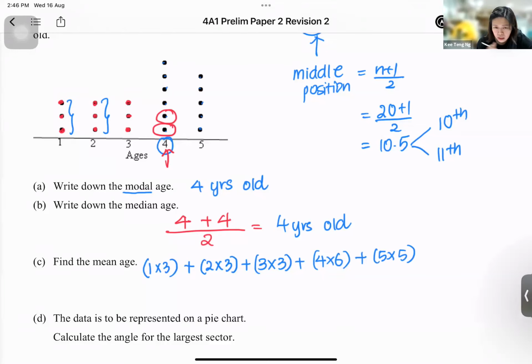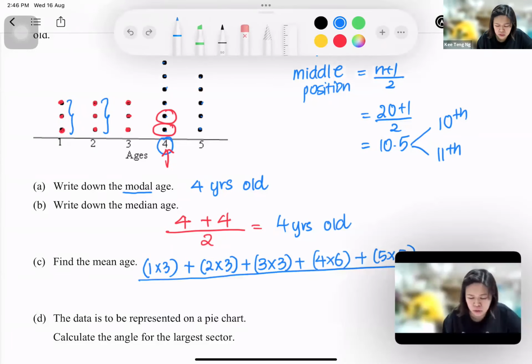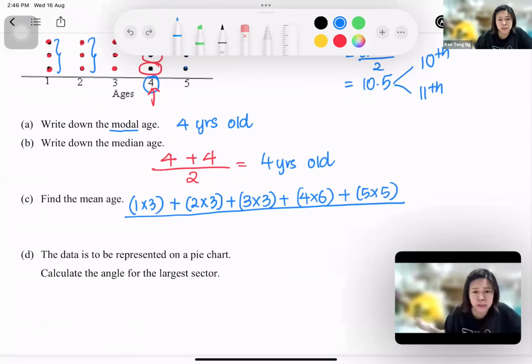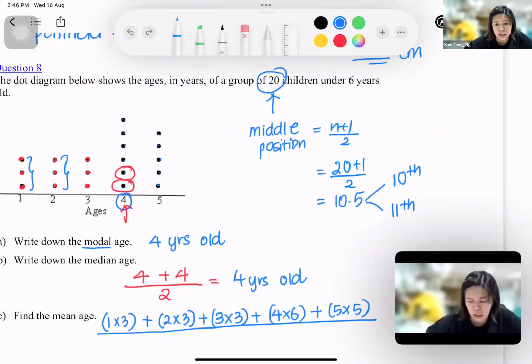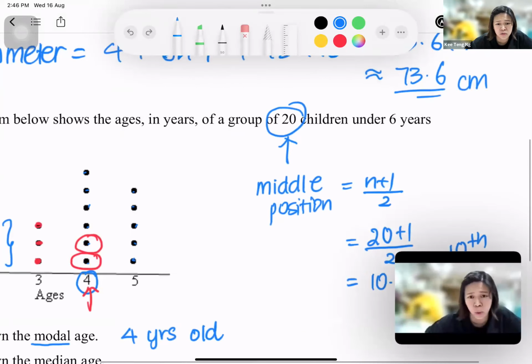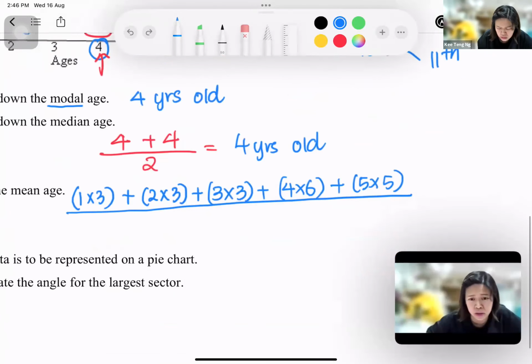Okay. The mean age, take the total, divide by, is it divide by 2? Some students tell me they do everything, then they divide by 2. No, how many children are there in total? There are 20 children in total. So you should divide by the total number, right? So you should divide by 20.